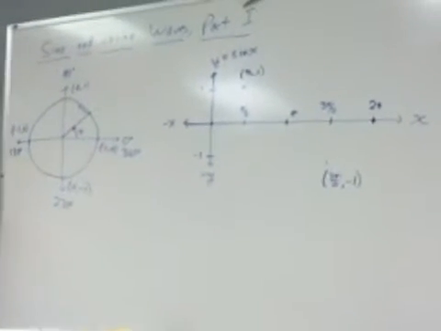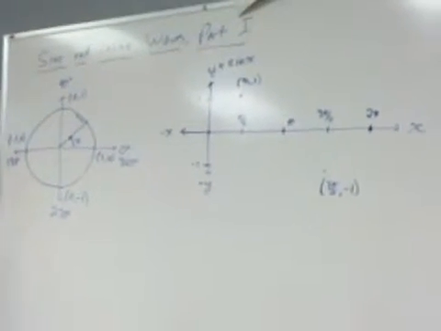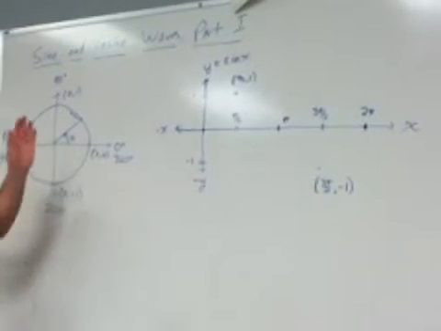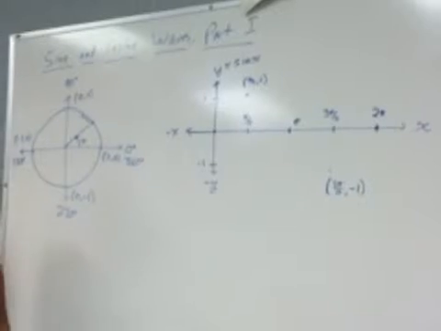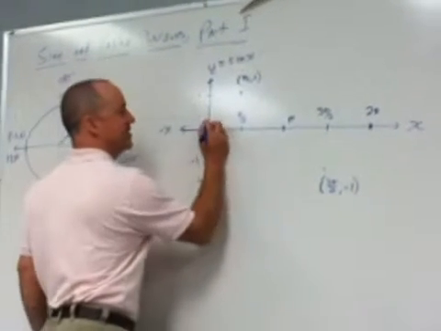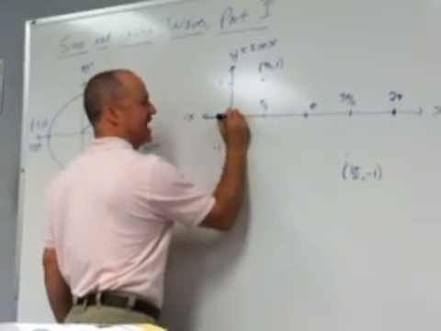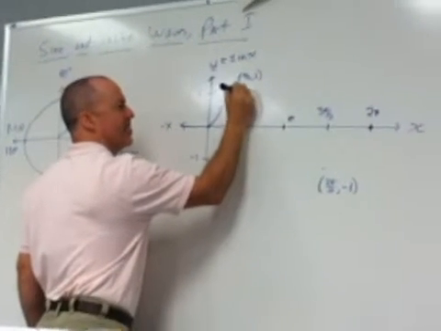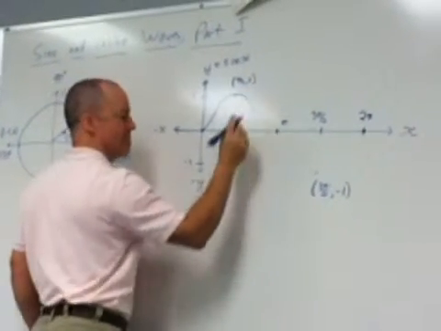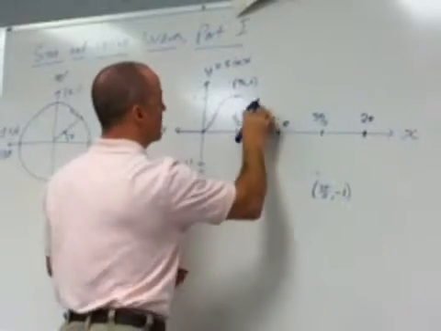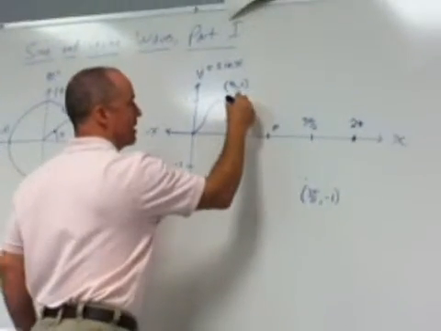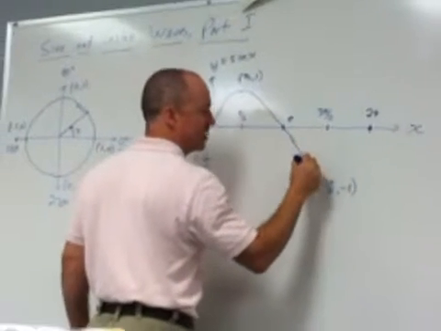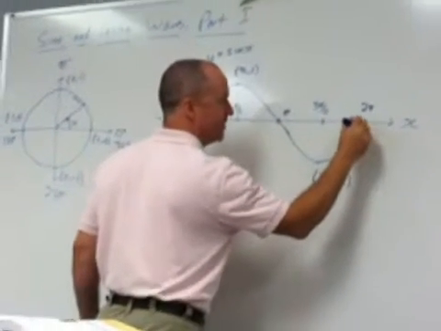And I could find some more points. I could talk about how root 2 over 2 is 0.707 and root 3 over 2 is 0.866, and you could label some more angles. But I'm going to let you take my word for it that this starts out coming up at about a 45-degree angle, curves up like a bell, goes down through there at about a 45-degree angle.